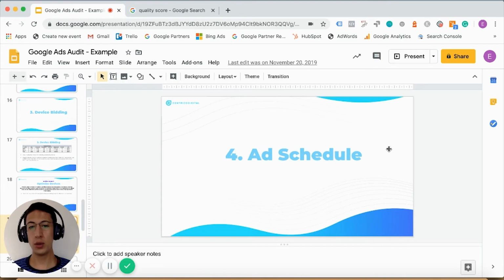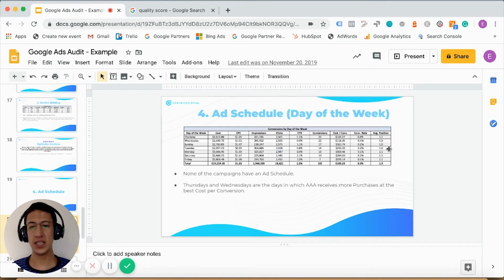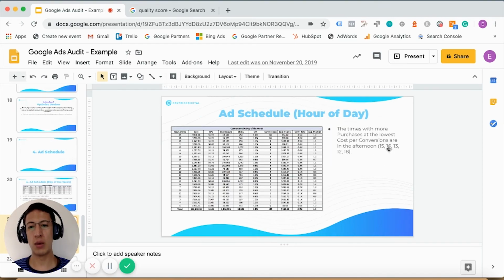Then we also look at other types of data, such as day of the week. So for example, for this client, we know that Thursdays are the best days in terms of the amount of conversions and cost per purchase. And then we also look at other information such as hour of day. So for example, for this client, we found that after 10 p.m., our conversion rates would decrease by 50 to 60%. So again, if we already have this data, then we need to take actions based on this information.